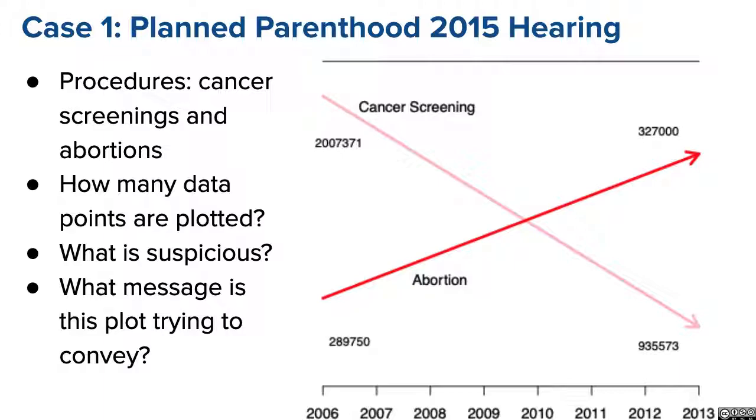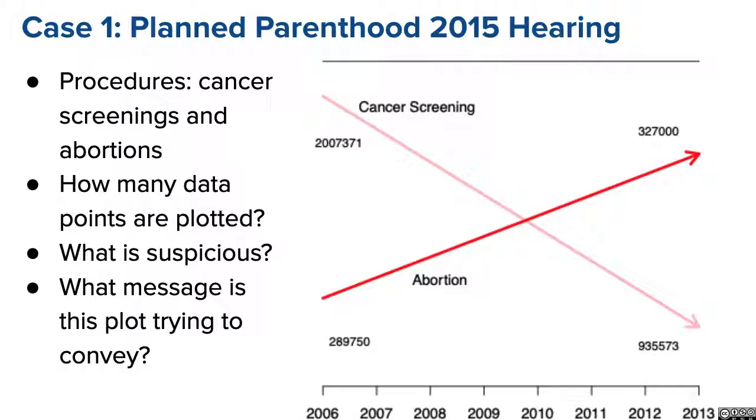Yeah, so Ariana, is that right? Ariana says the only thing she can conclude from this plot is that the number of abortions and cancer screenings are changing over time. You point out, rightly so, that on the right-hand side of this plot, we have 900,000 cancer screenings, but that's placed below the 300,000 abortions on the y-axis.